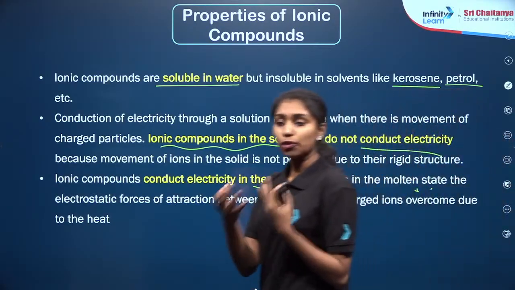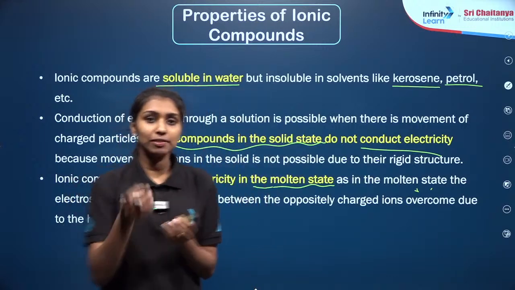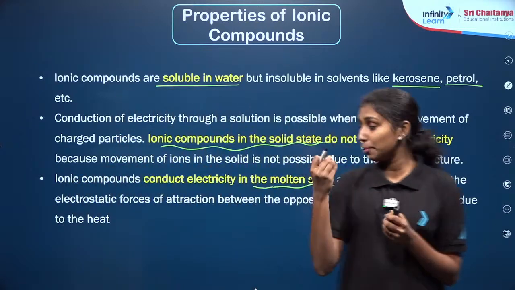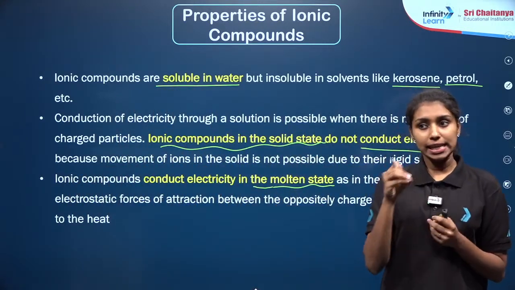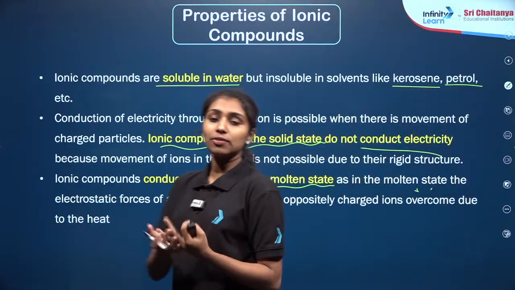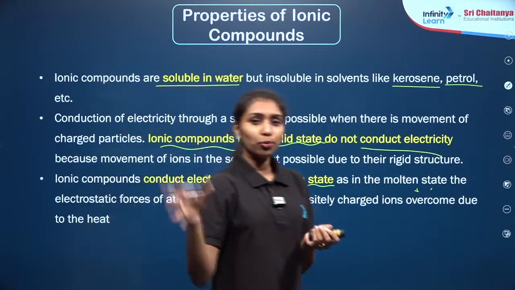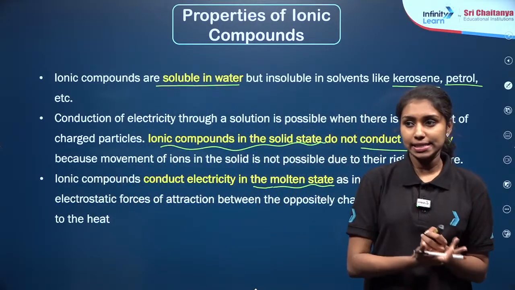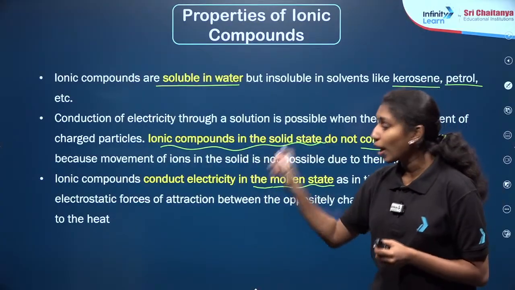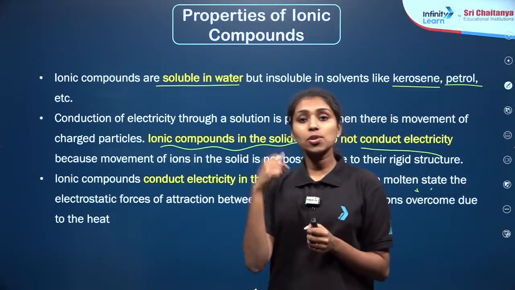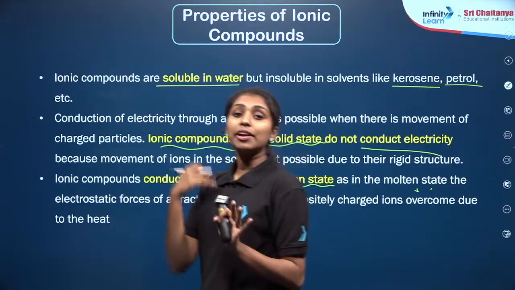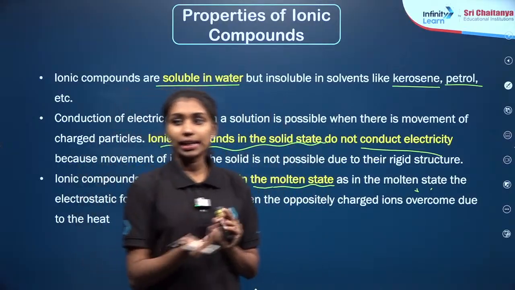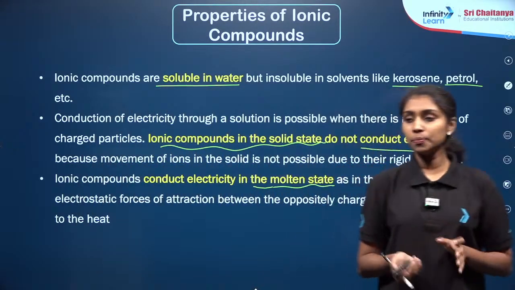Molten state means if you apply heat over the ionic compounds, they will melt, right? That melt is known as the molten state. So, if you apply heat over it, what will happen? The ions will start moving, right? That is why they conduct electricity. So, this is the important point you have to keep in mind: ionic compounds in the solid state do not conduct electricity, but ionic compounds in the molten state can conduct electricity. Clear?